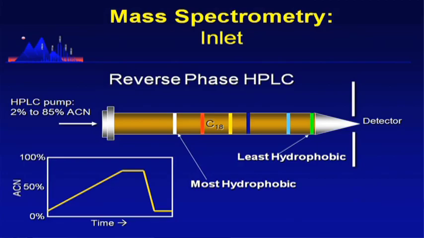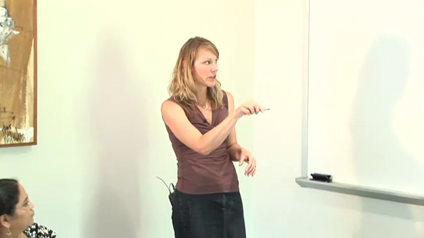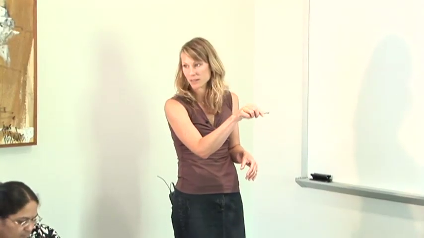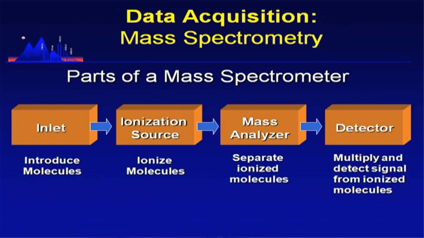So over time, you separate your peptides, and as they come off of the column, they go straight into your mass spectrometer. Okay, so I'm going to move on to ionization sources. So we've got the molecules in there. Now we have to give them a charge.